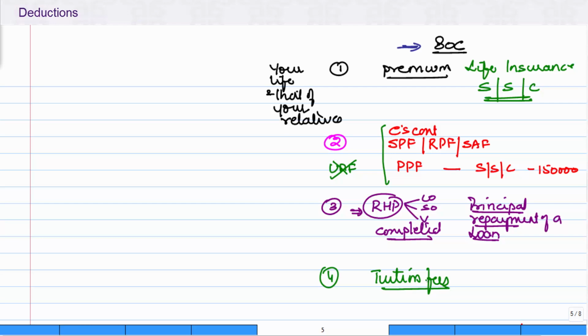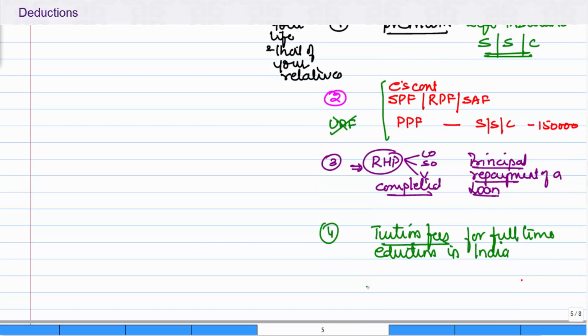Now the moment I say tuition fees, all of you will start feeling that the fees you pay to us is going to be eligible, but that is absolutely wrong, because this is for full-time education, which is college fees, school fees, university fees in India, full-time education in India. And of course, if you've been a little irresponsible and have more than 2 children, family planning was not your game, it will be restricted to a maximum of 2 children.